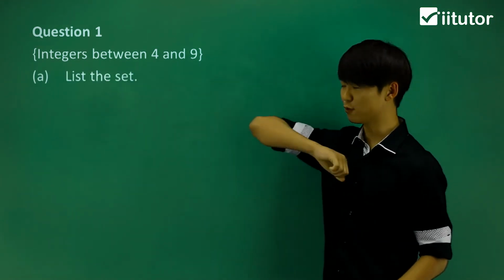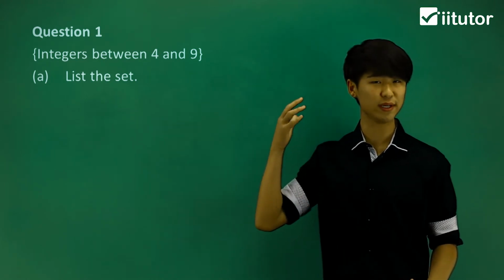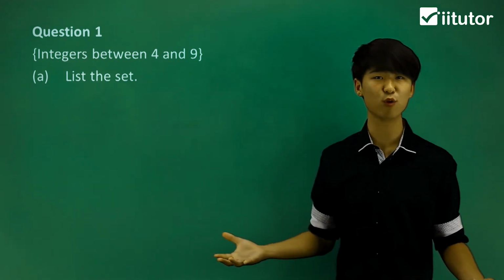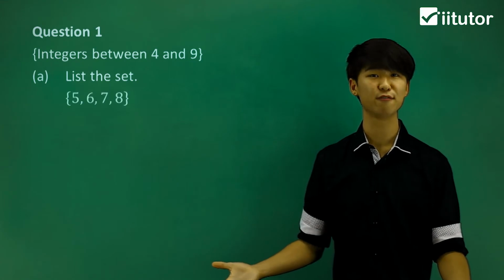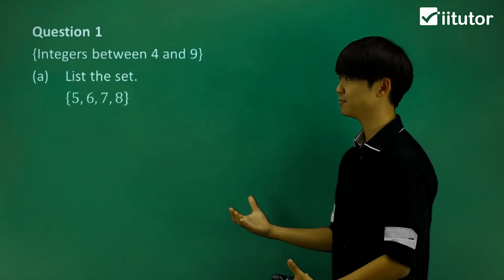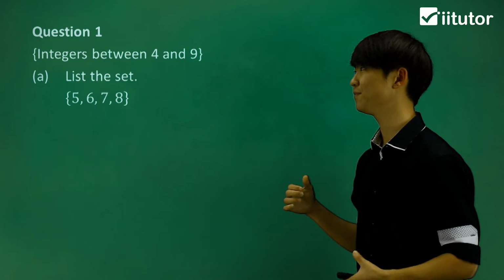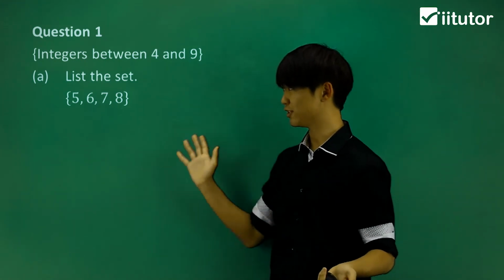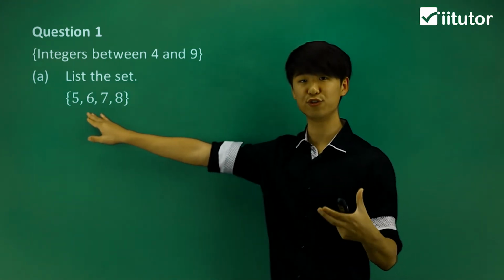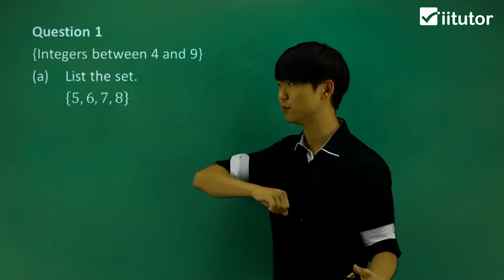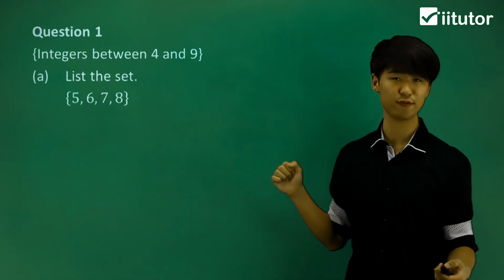If we want to list a set that has the integers between 4 and 9, what are the integers between 4 and 9? 5, 6, 7, and 8. So they're the integers between 4 and 9. And also it's very important when we use notation, especially for sets, that we use curly brackets. So that's how we list the set for these integers.